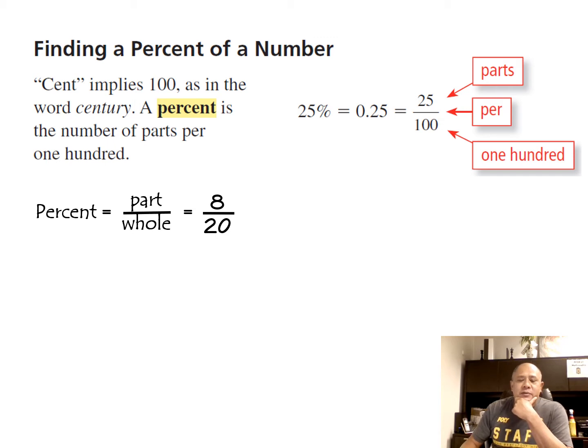say 8 out of 20. What percent is 8 out of 20? Well, if you take 8 and divide it by 20, you can do it in your calculator, you get 0.40. And you have to move 2 decimal spaces to the right. So that's 40%.